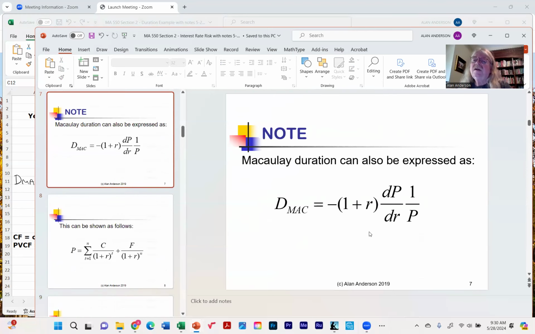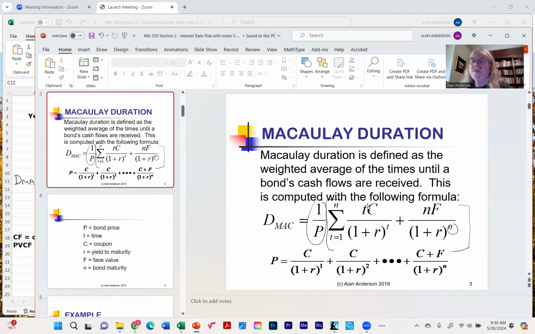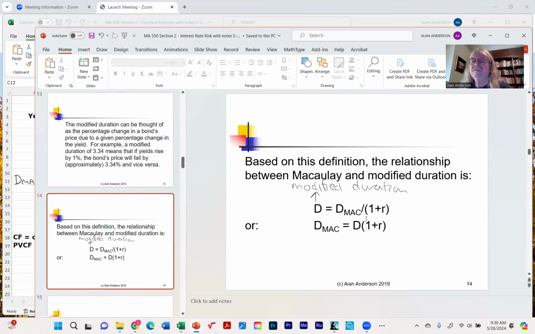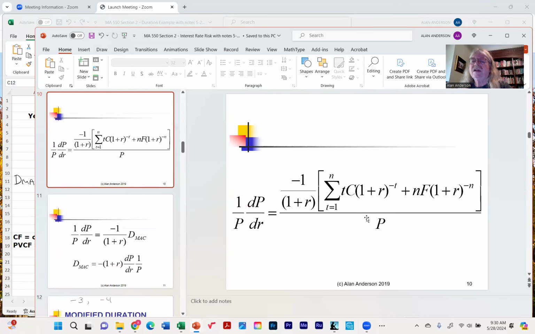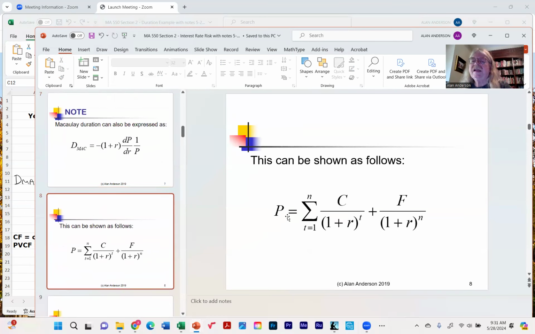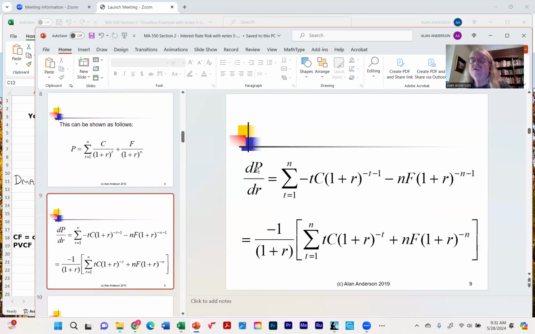But the advantage of this now: if we didn't calculate the Macaulay duration and then convert it with this very simple conversion, this is what you'd have to do instead. Oh my God. That's because you're taking this pricing function and you have to differentiate it with respect to R. You can see that can be quite a mess, especially this term here. This is the sum. In other words, we're going to need one of these sums for every single coupon payment. So this expression could get really long in a hurry.